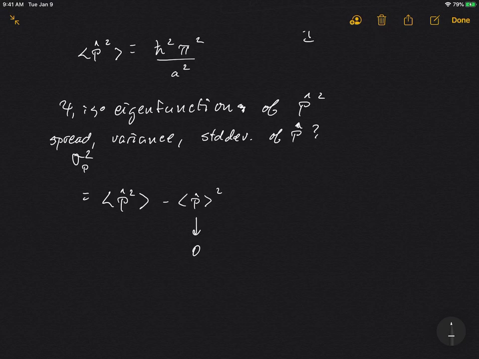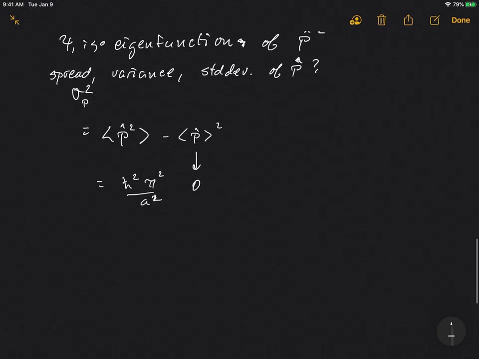And then this other one is h bar squared pi squared over a squared. And of course, we can simplify a little bit in that our operator is, let's see, we end up with h bar squared. Let's see, h bar is h over 2 pi.